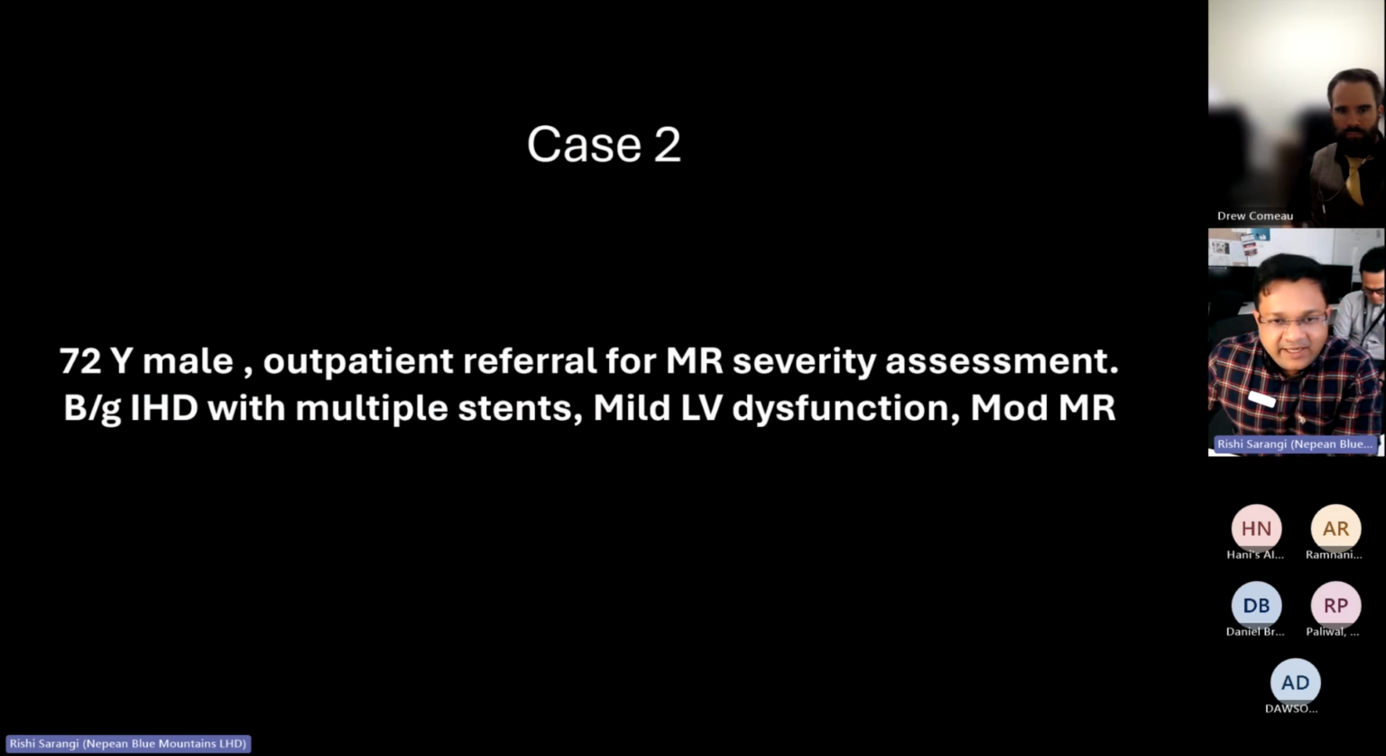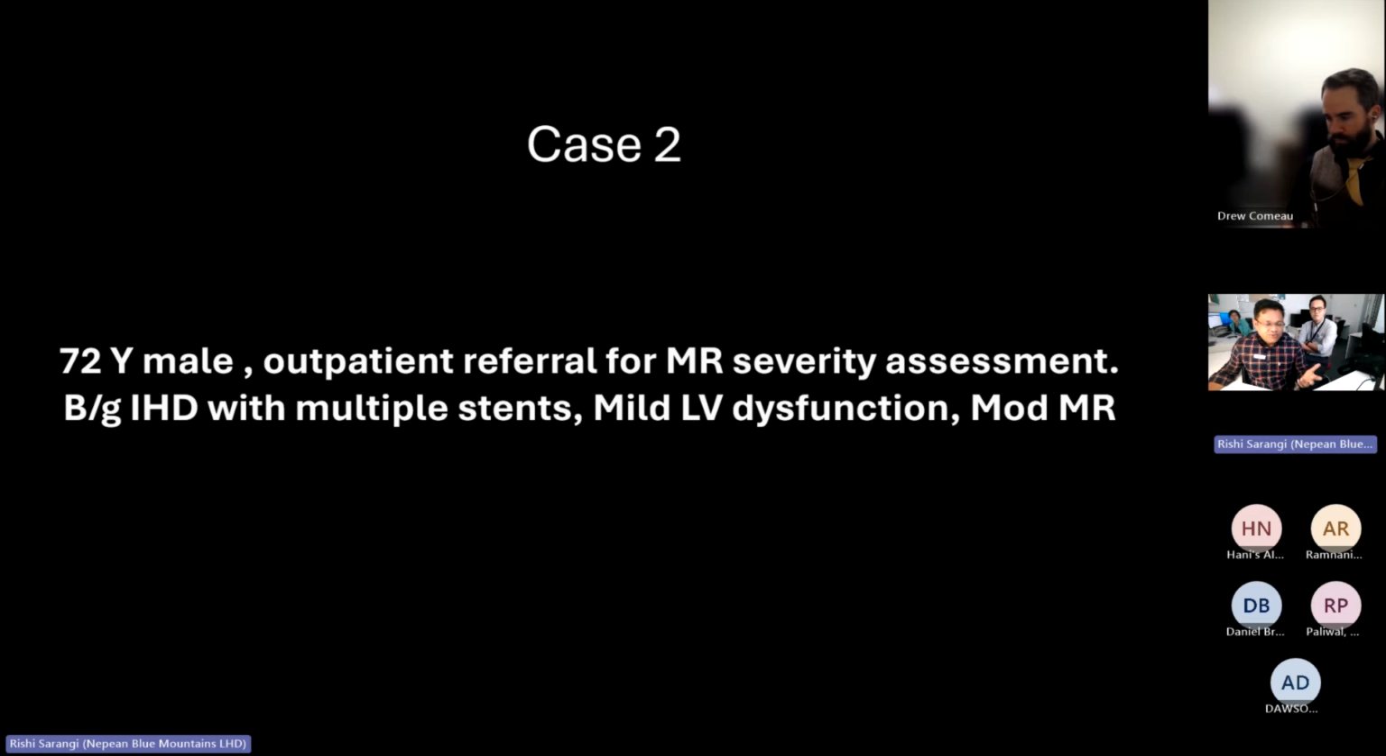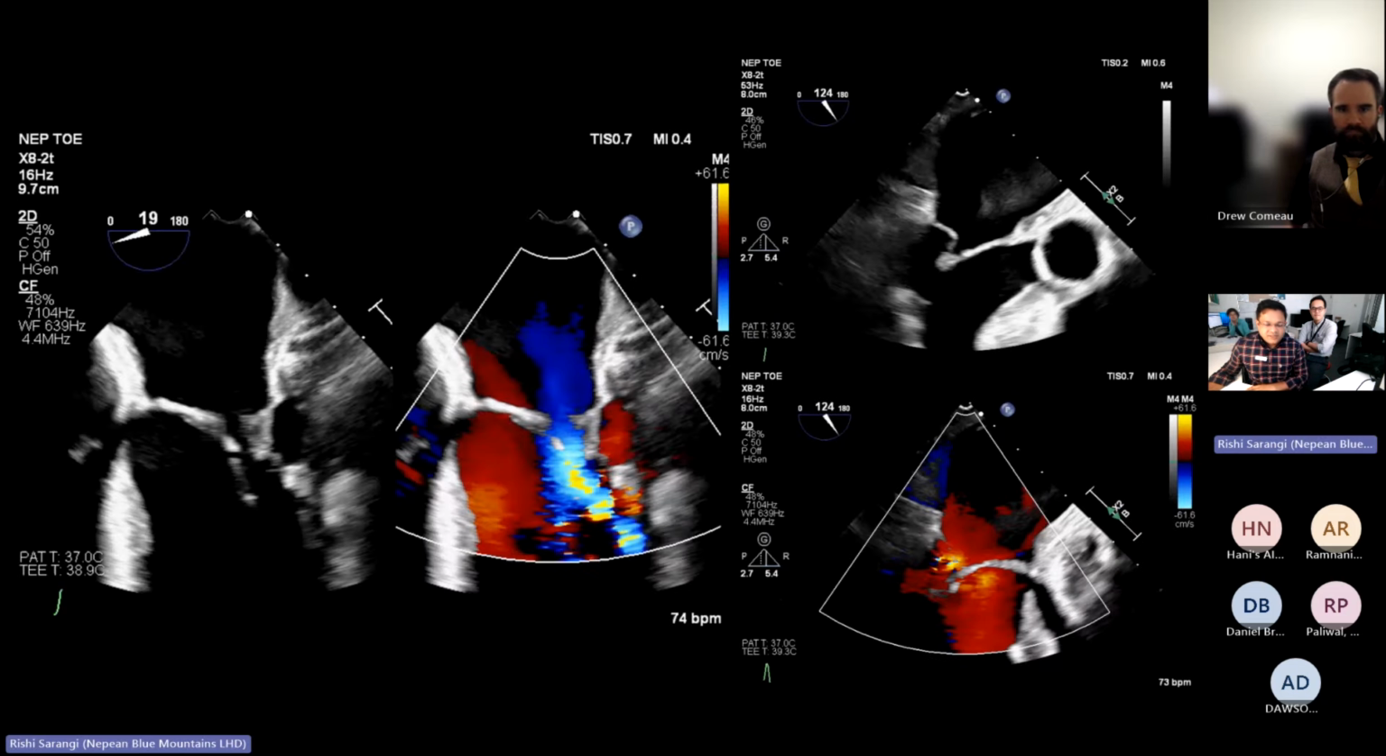So this is the second case. A 72-year-old gentleman, outpatient referral for MR severity, background of ischemic heart disease, multiple stents, mild LV dysfunction, and moderate MR. So mainly the question was this MR severity assessment. Just for a ballpark figure, tell me visually what it looks like. I mean, it looks like there's at least a significant MR.